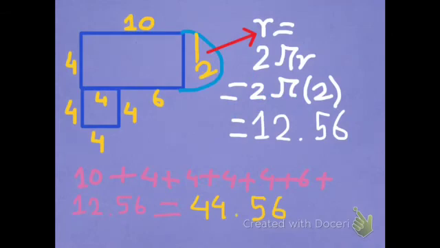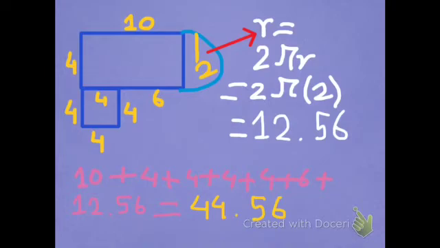Okay, so this is a finding the perimeter of a shape problem. As you can see, we have a rectangle, a square, and a half circle over here. The first step is to find the perimeter of the half circle. So the formula is 2 pi times r, and we know that r equals 2.